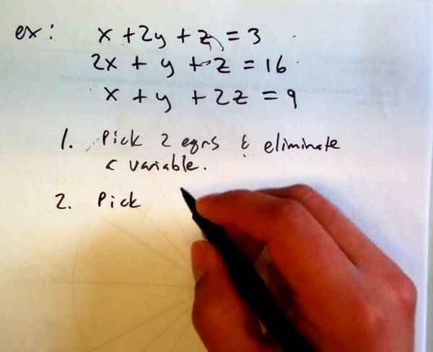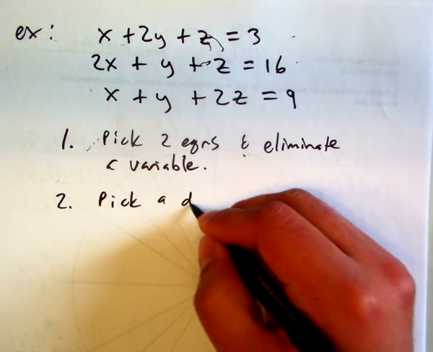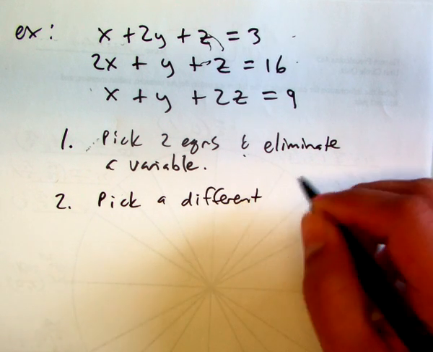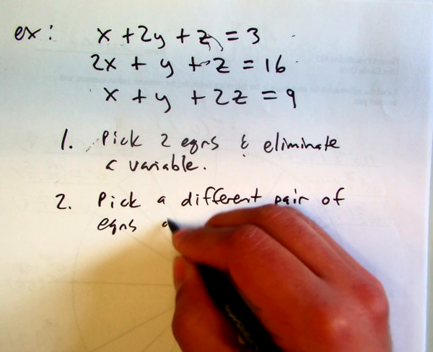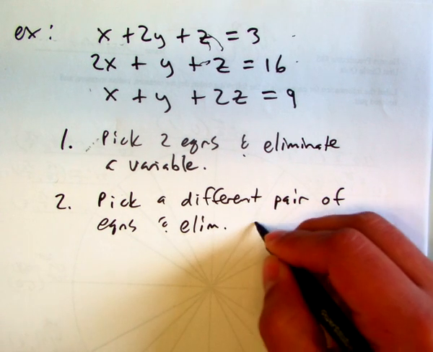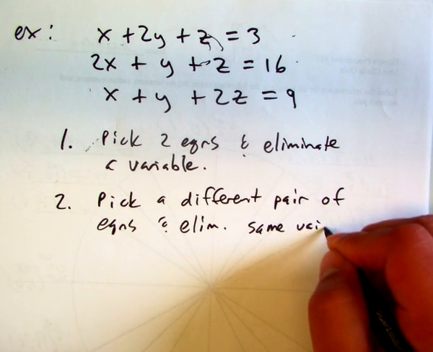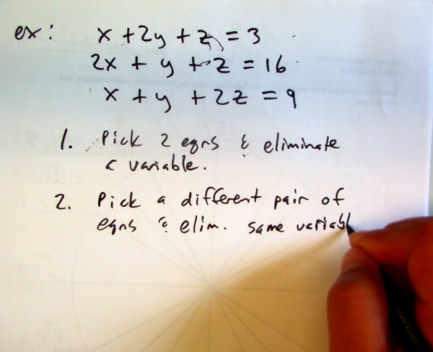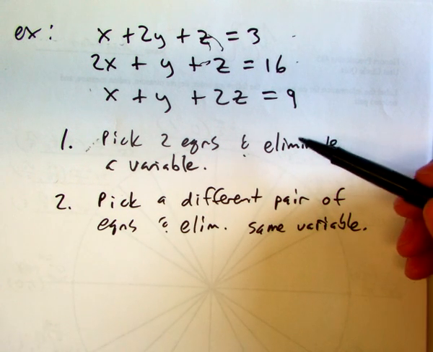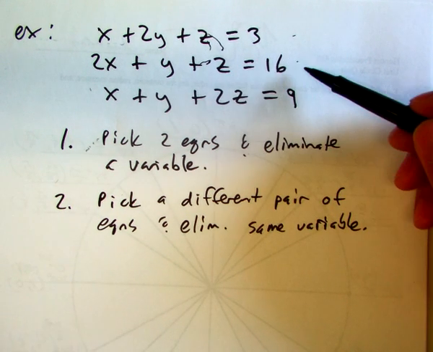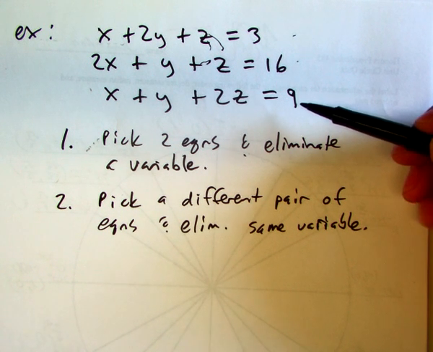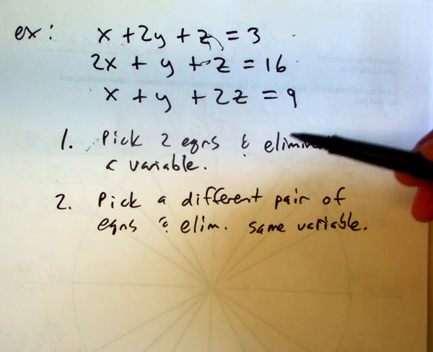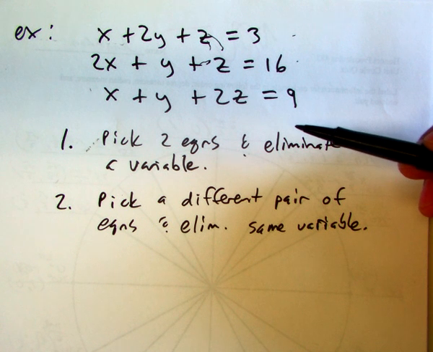Second step. Pick a different pair of equations and eliminate the same variable. So maybe I look at the second equation and the third equation, and if I eliminated z the first time, I'm going to eliminate z again. Okay? So is it with the original? Yes.